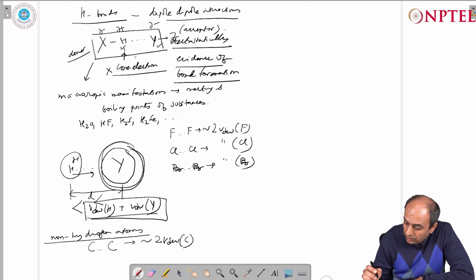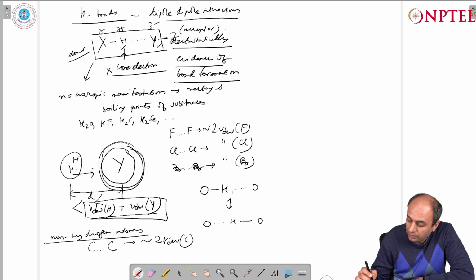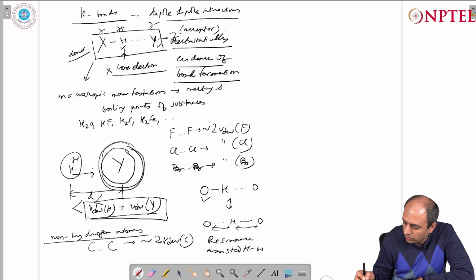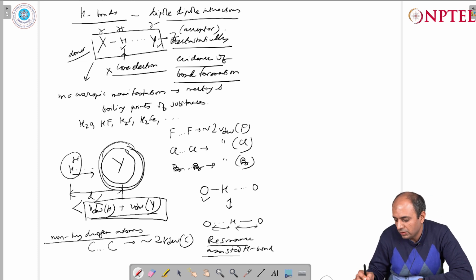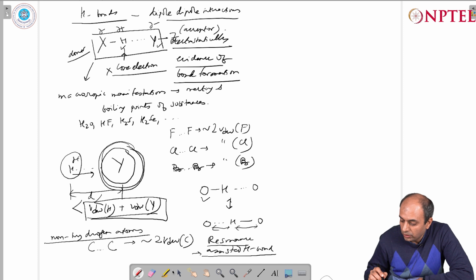In fact, there is a phenomenon where you can take the hydrogen atom which is covalently bonded with one oxygen and move the electron density of the covalent bond to the other oxygen atom, and now this becomes a covalent bond and this becomes a hydrogen bond. This phenomenon is referred to as resonance assisted hydrogen bond.